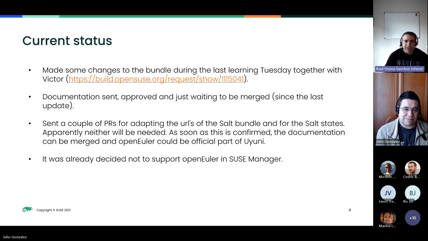We made some changes to the Salt bundle in the last time where we had some slot to work on this. So thanks a lot to Victor for that, who is in the meeting as well. We sent the documentation, which is just approved and waiting to be merged. And we need to clarify a little bit about the Salt bundle, whether we are going to use one on its own, or we can actually reuse the one from Enterprise Linux 8, which seems to be the case. In this way, we would need to maintain fewer code streams. And it was already decided not to support OpenOILA in SUSE Manager, so it will stay in Uyuni. For the community, it's not a big change.